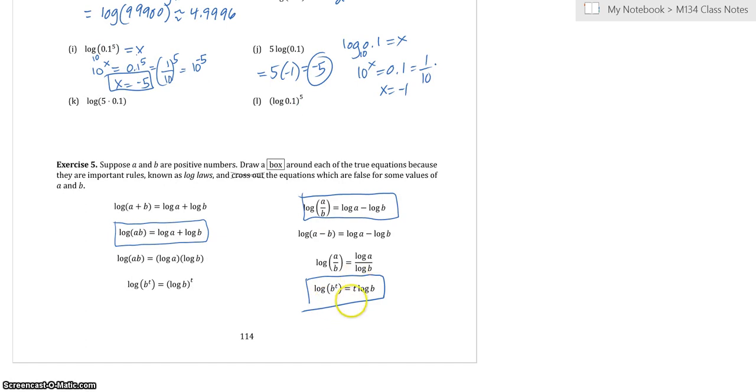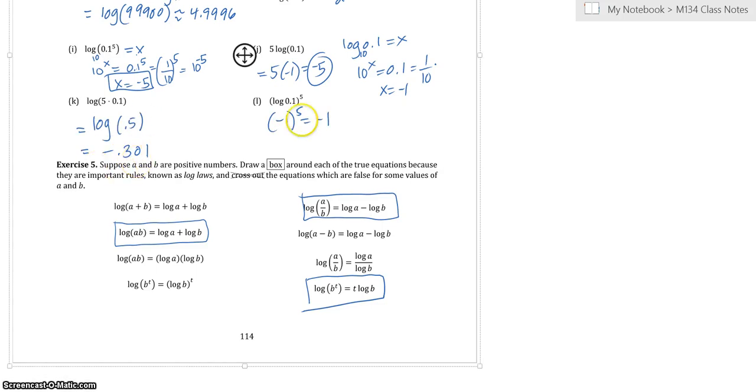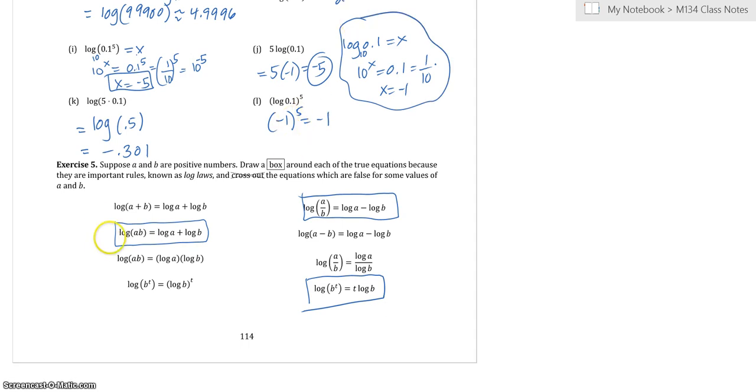There it is right there, that very last one. If you look at the top, we have the exponent. This one brings it out. The exponent makes it multiplication. Last one. For K, I just used my calculator. For I, we knew the inside was negative 1. I did that little note here. So I raised it to the 5th. Not the same. So those are the only 3 properties. The rest are not properties of logs.